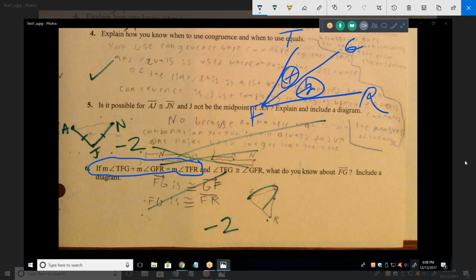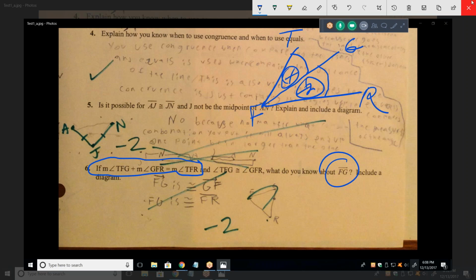And then it says angle TFG is equal to GFR. Now they're saying those two are equal also. What do you know about FG? FG is a bisector. An angle bisector. There's a difference. There's line bisectors and there's angle bisectors. And in this case, you're looking at an angle bisector. That was actually pretty easy.